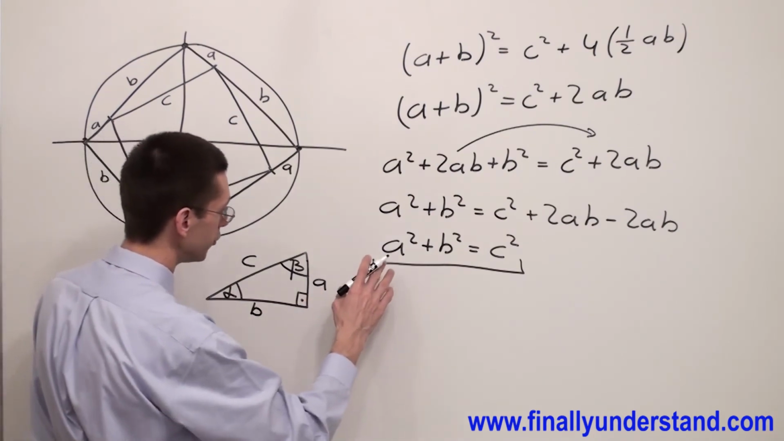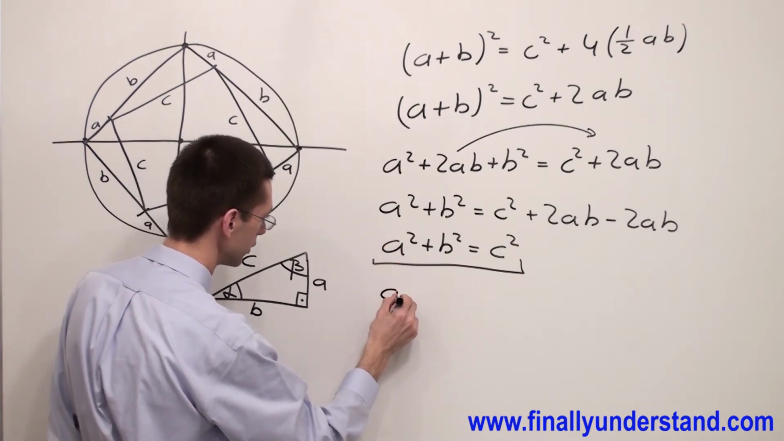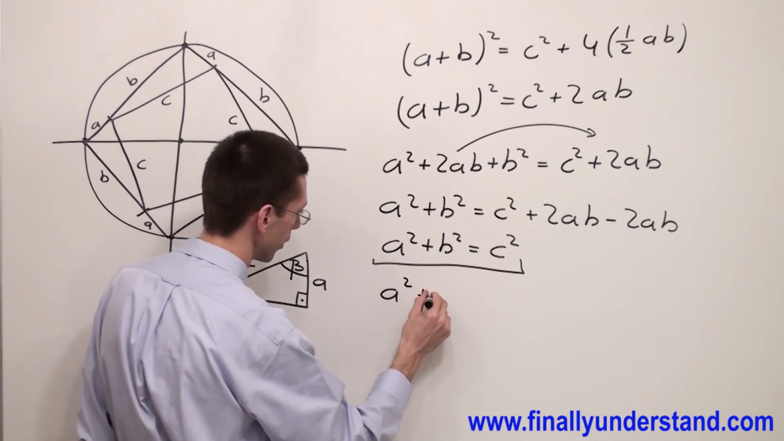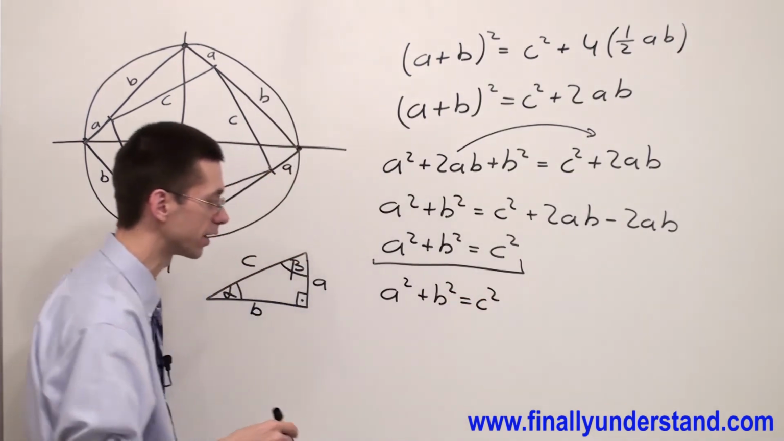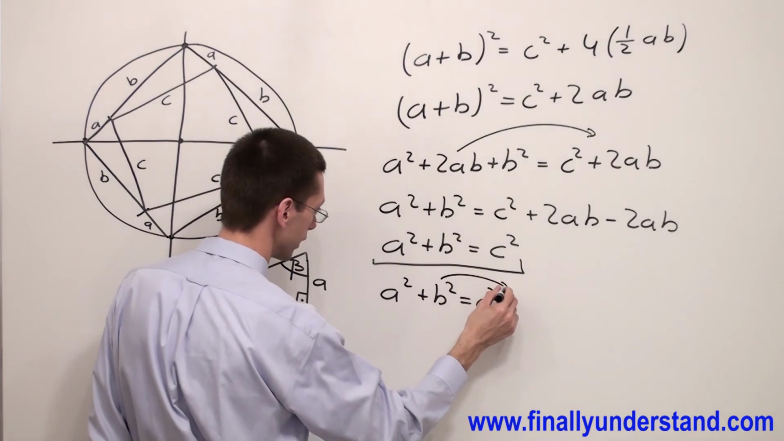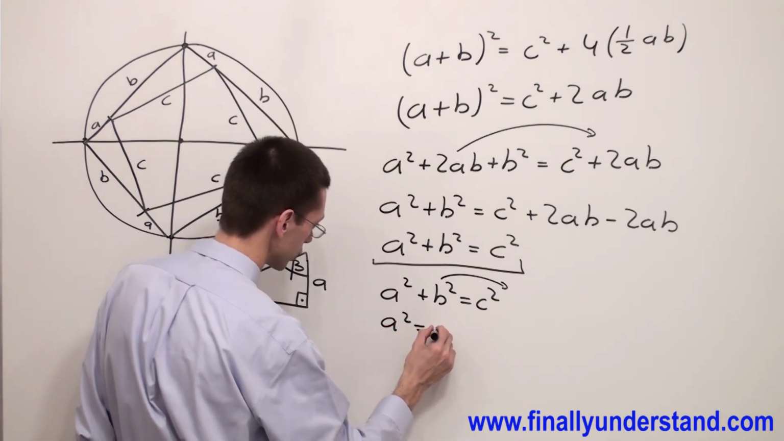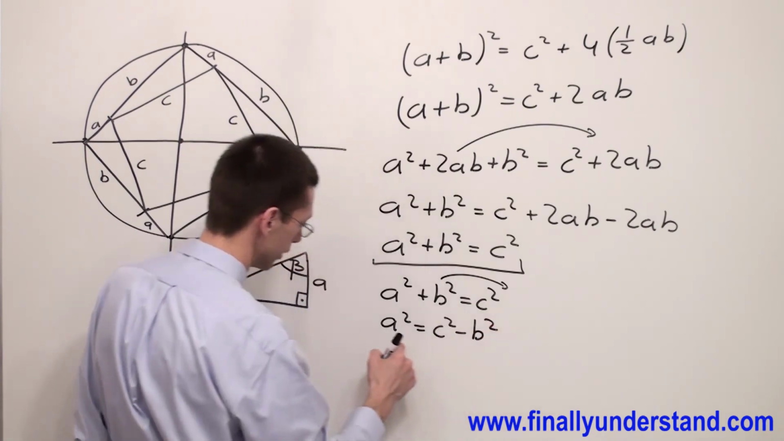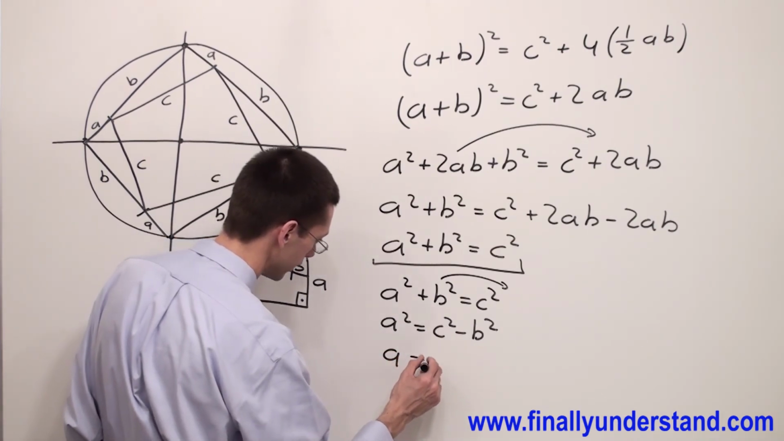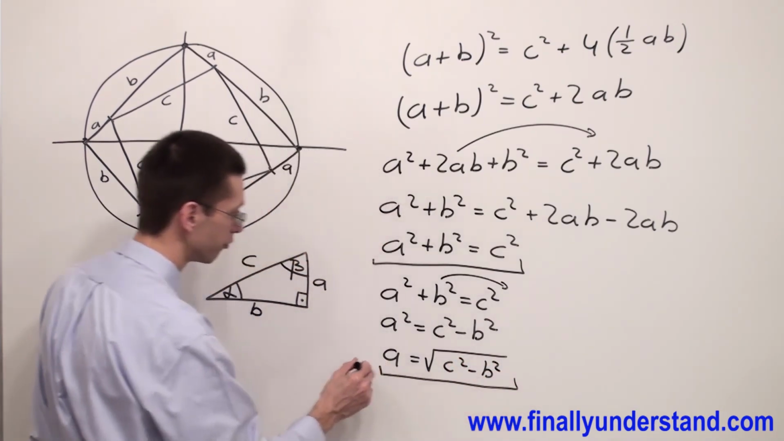Next, if you need to find A, you're supposed to use algebra to solve this formula for A. Let me copy this down. So I have A squared plus B squared equals C squared. I hope everybody knows this, but I'm doing this just in case. If you want to find A, you're supposed to move B squared to the right side, and we have A squared equals C squared minus B squared. Simply take the square root of both sides of the equation, and we are going to have A equals the square root of C squared minus B squared. And this is the formula for A.